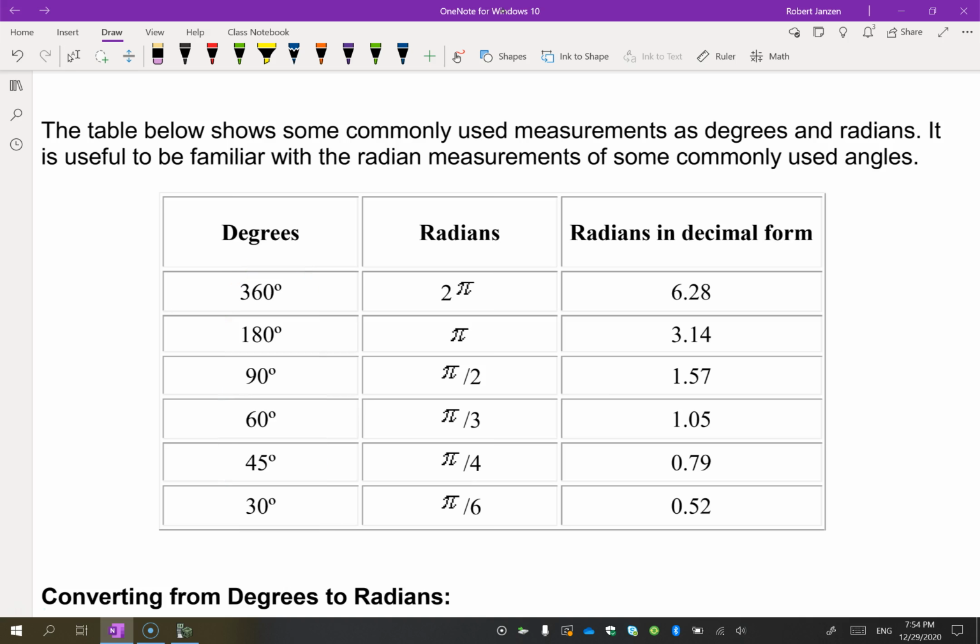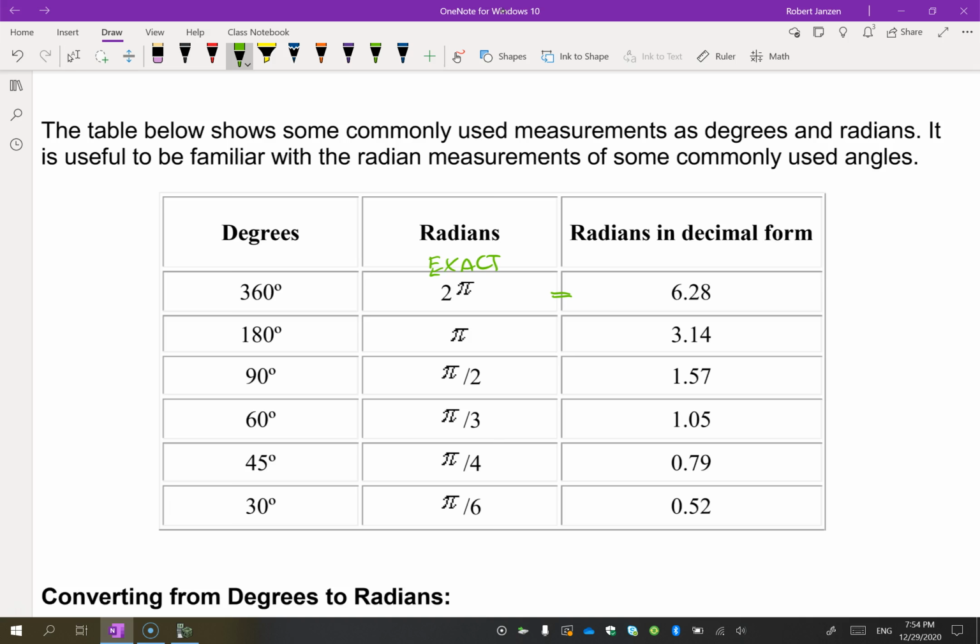Now I mentioned that 360 degrees, the equivalent is 2 pi radians. This is around the circle once, 2 pi, or 6.28. These things are the same. This is what we call an exact measurement, and this is rounded off. If we go around half the circle, 180 degrees is pi, or 3.14 radians. Then 90 degrees is half of pi, etc. Now you don't need to memorize these.